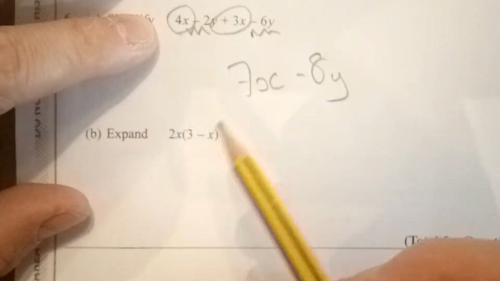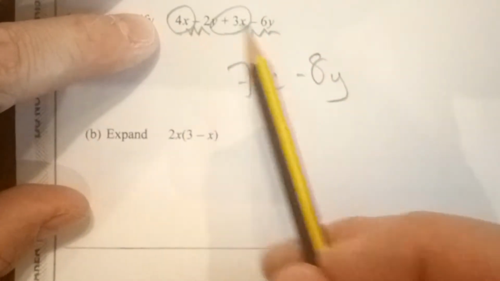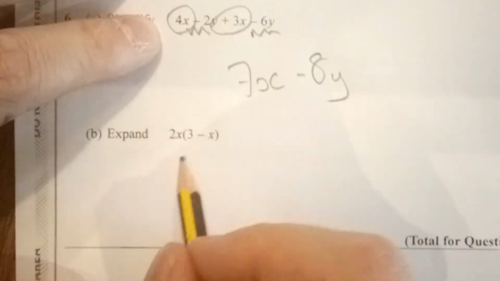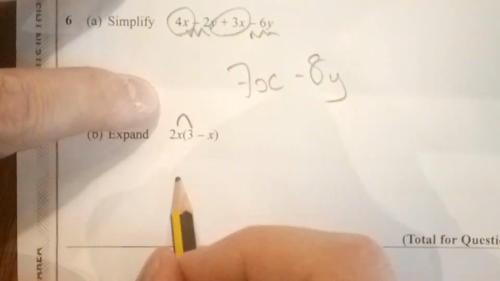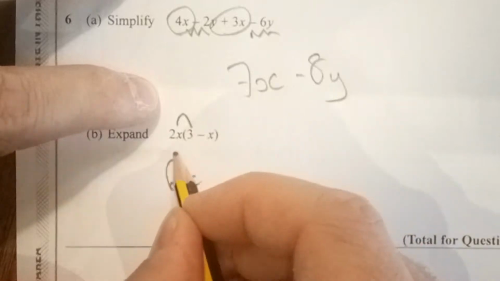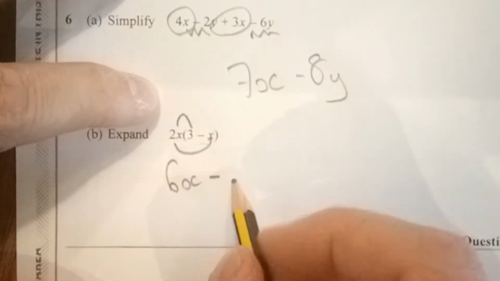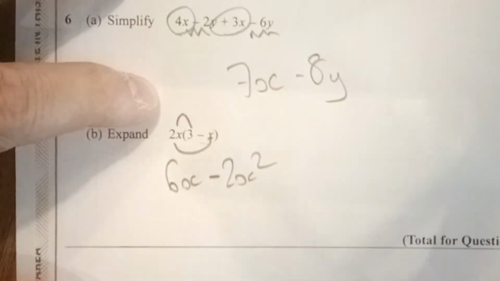Don't get confused that a minus and a minus makes a positive. That's only true if you're subtracting negatives or multiplying. In this case here, we're actually adding negatives, so it's just -8y. Expand: do 2x times 3, which is 6x. And 2x, this is not an x, this is a minus x, so it's actually -2x squared.